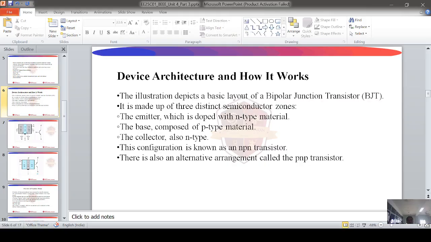Then device architecture and working. A BJT consists of three semiconductor regions. In an NPN transistor, the emitter and collector are N-type while the base is P-type. The PNP transistor has the opposite arrangement. That means the emitter and collector are P-type while the base is N-type. This structure enables current control and amplification.